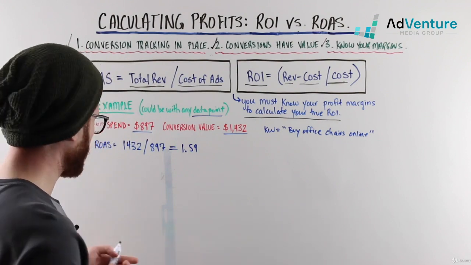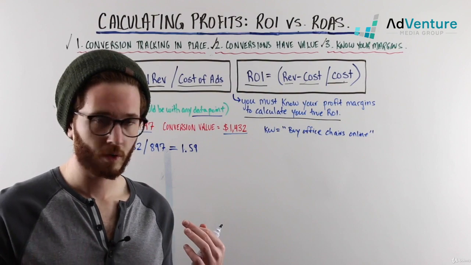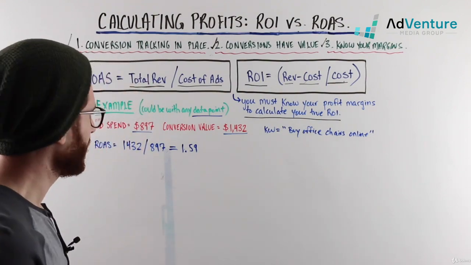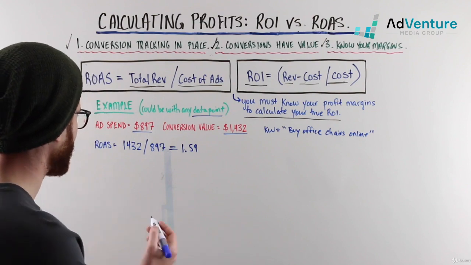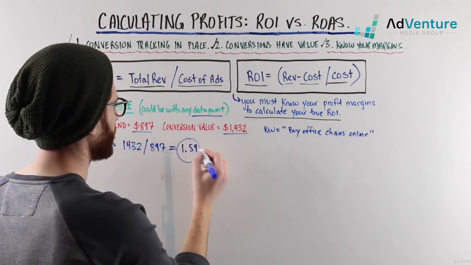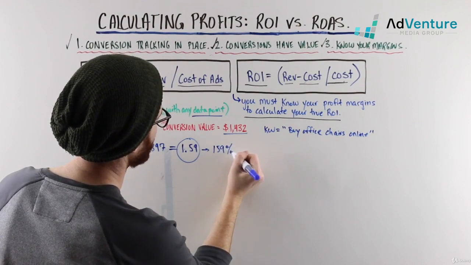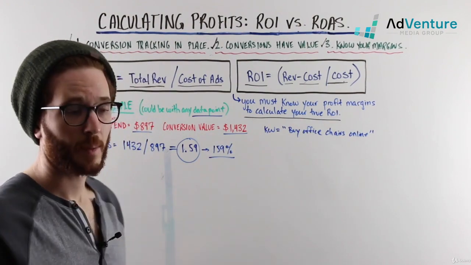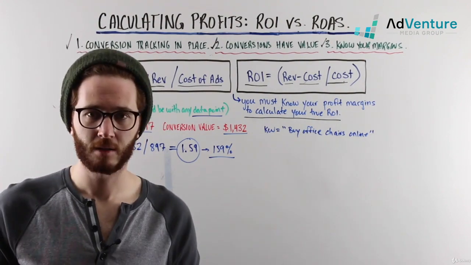You might hear people refer to this as a 1.59 ROAS, return on ad spend. I would simply like to call this 159% return on ad spend. So I would call this number a 159% return. And what does that mean? That means you're making 59 cents on every dollar.